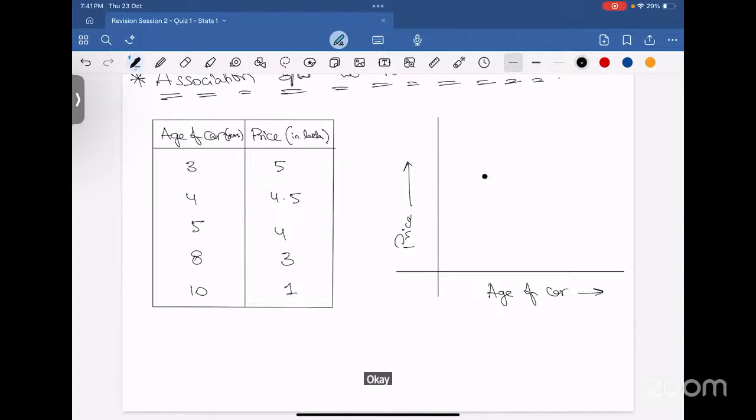This is 3 and this is 5. Similarly, the next data point will be 4 comma 4.5, which is this. Similarly, 5 comma 4 is this. And then 8 comma 3 will be this, and 10 comma 1 will be this. Since there are 5 data points, the scatter plot will look like this.